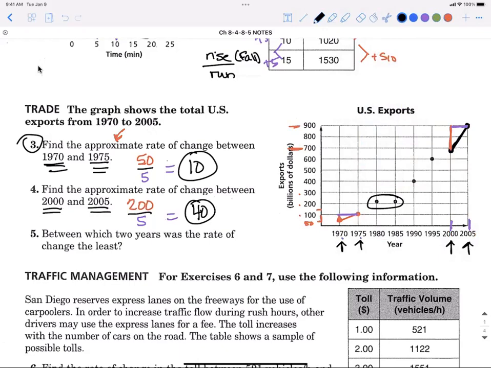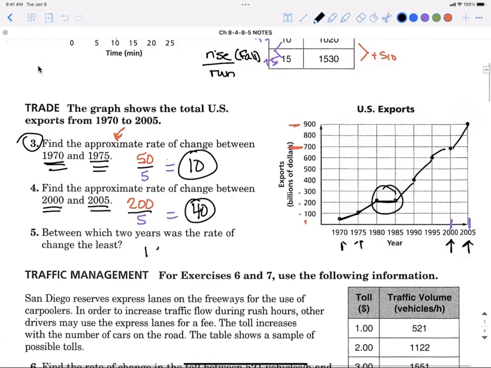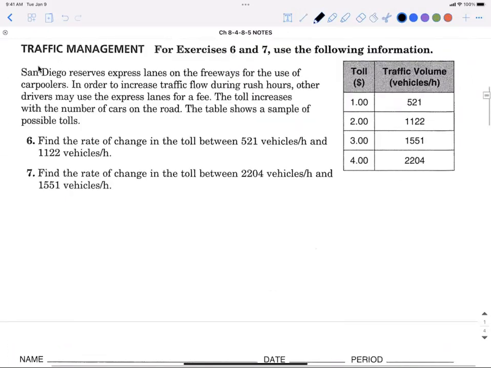So if you look at, let me kind of clear all this off and just look at the graph as a whole right off the bat, you've got kind of a slight slope, a little bit more slope, no slope, and then up, up, up, and up. So this section right here between 1980 and 1985, okay, had the rate of change that was the least. And actually this rate of change would be 0 because it didn't increase at all. All right, so that's all I want to do on this section.